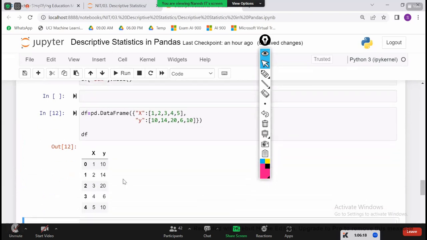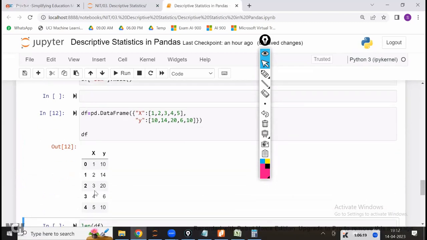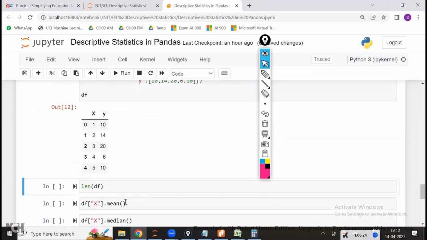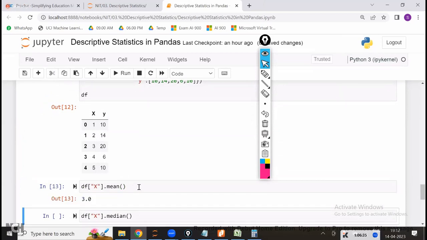For this data set, 1, 2, 3, 4, 5, for this df of x, if I ask df of x dot mean, can you calculate the mean? 1 plus 2 plus 3 plus 4 plus 5 is 15. 15 by 5 is nothing but 3. You will get it directly. The logic is the same. If you apply it on the big data set also, the mean concept is the same. If you apply it on the small data set also, the meaning is the same.